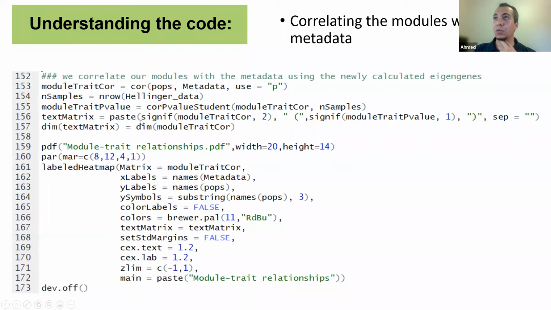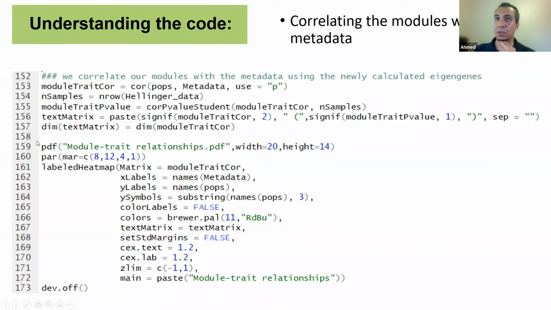You also try to extract the p values. So this is a function, correlation p value, and you are calculating that on your variable right here. That is the output of the correlation between your eigengenes and your metadata. And of course, you give it the number of samples so that it can calculate the degrees of freedom. So you did all of that, and then you plot.